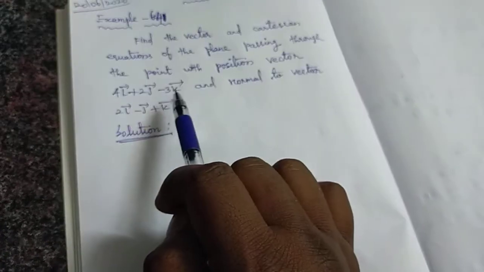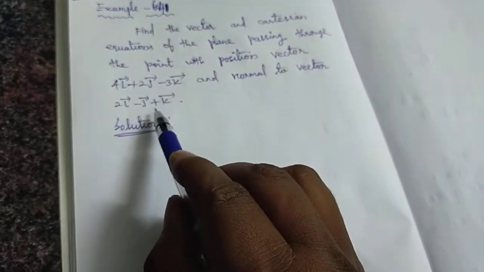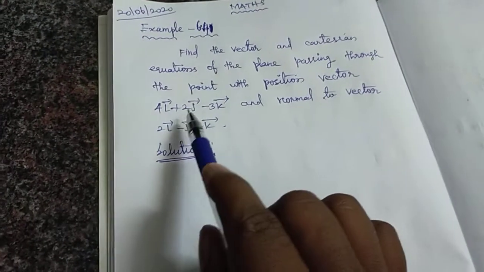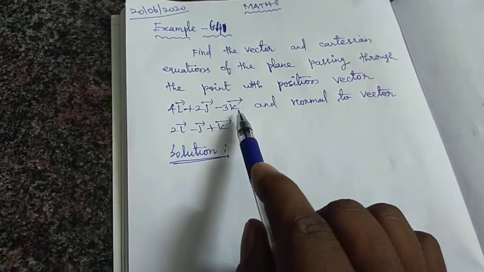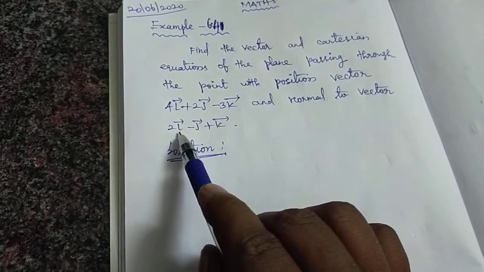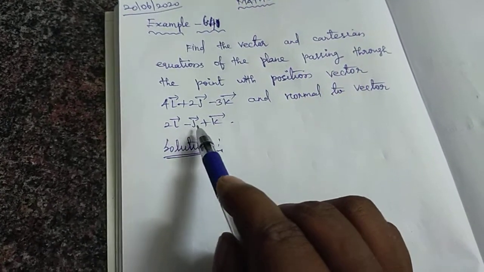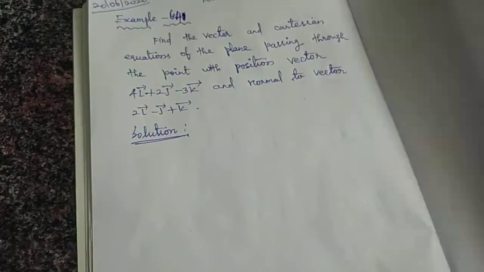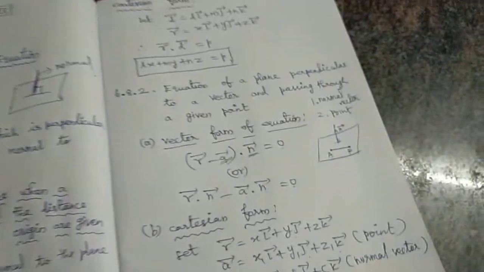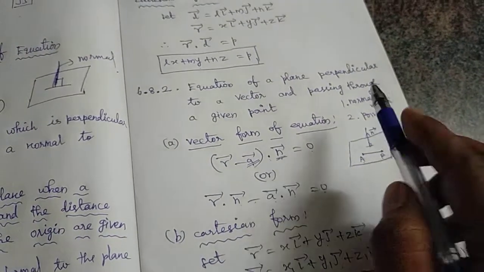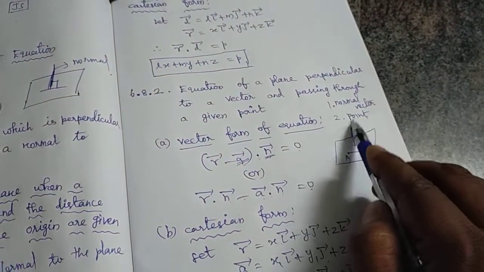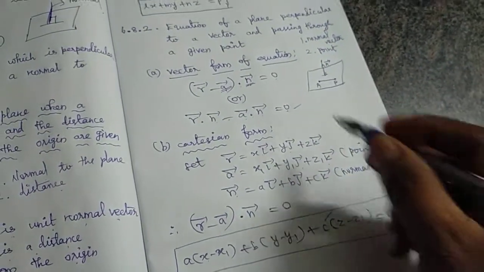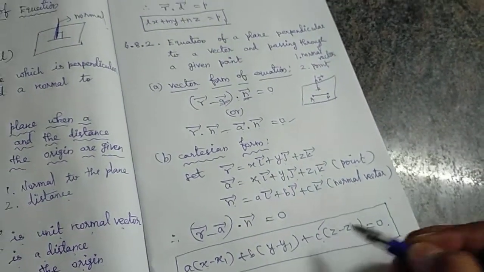There are two values given in this problem. First one, point 4i vector plus 2j vector minus 3k vector. Normal vector 2i vector minus j vector plus k vector. So we use the second formula. I already told you the second formula. Normal vector and point are given. We use the formula. This is vector form, this is Cartesian form.